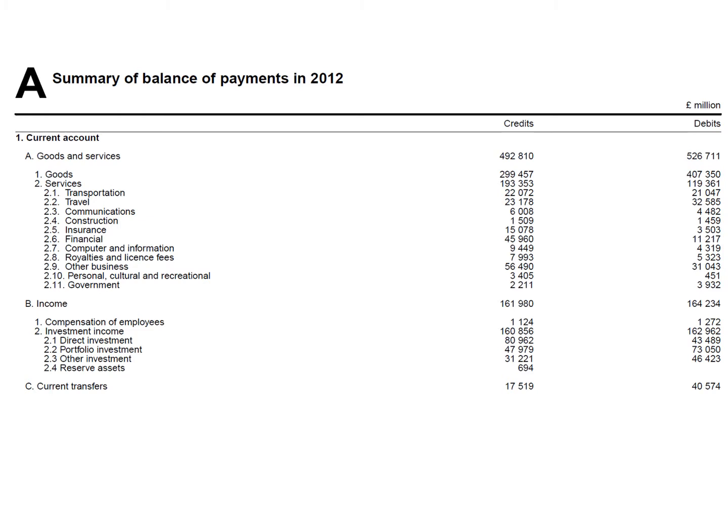Here's a quick snapshot so we can have an idea of what we're talking about. This is a summary of the balance of payments in 2012, and what we can see is a record of financial flows of money into and out of the UK. Credits here are money coming into the UK, and debits are money leaving the UK. And so what we can see straight up in terms of goods and services is that more money left the UK, more money was spent and left the UK than was received into the UK.